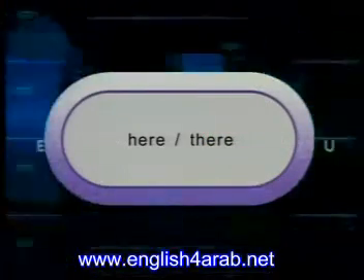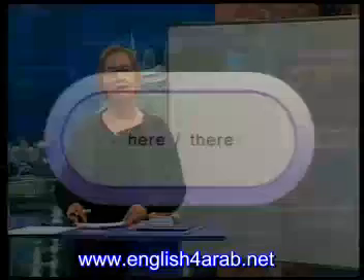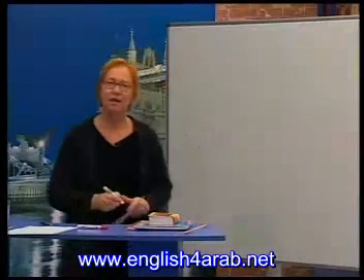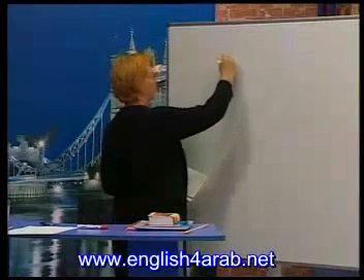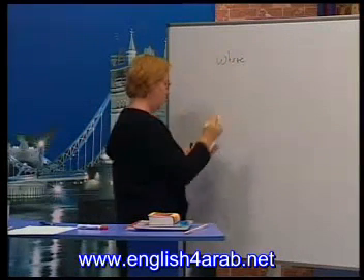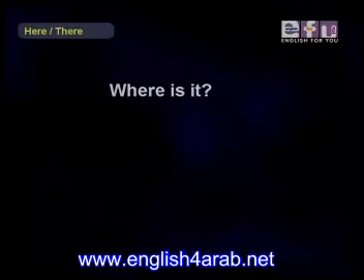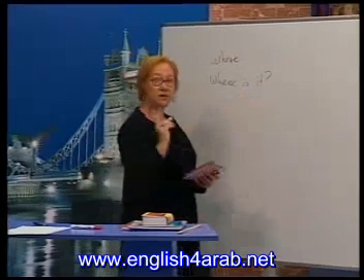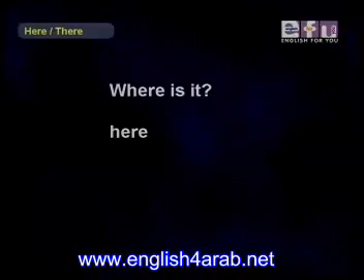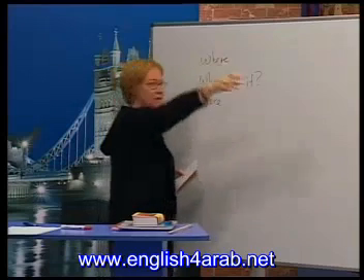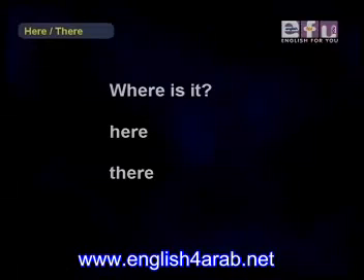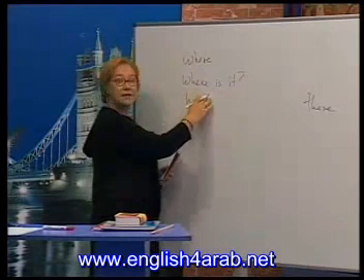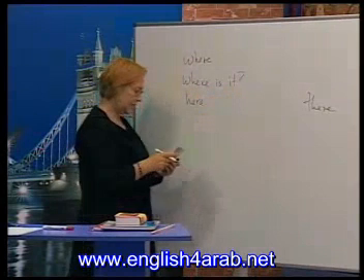Here, there. All right, now we're going to learn 2 words for place. Now, we've seen the question, where? For example, where is it? There are 2 short answers. Here, and there. So, where is it? Here. Where is it? There. Okay?